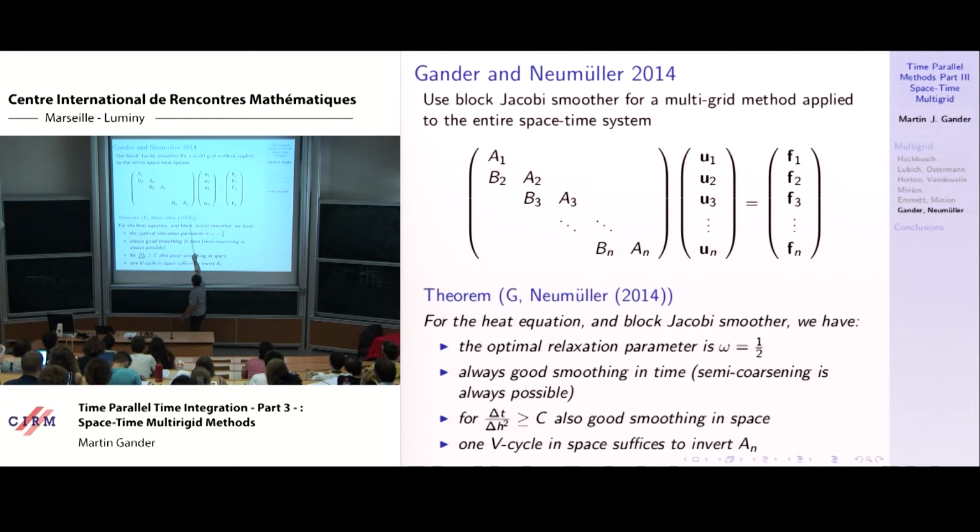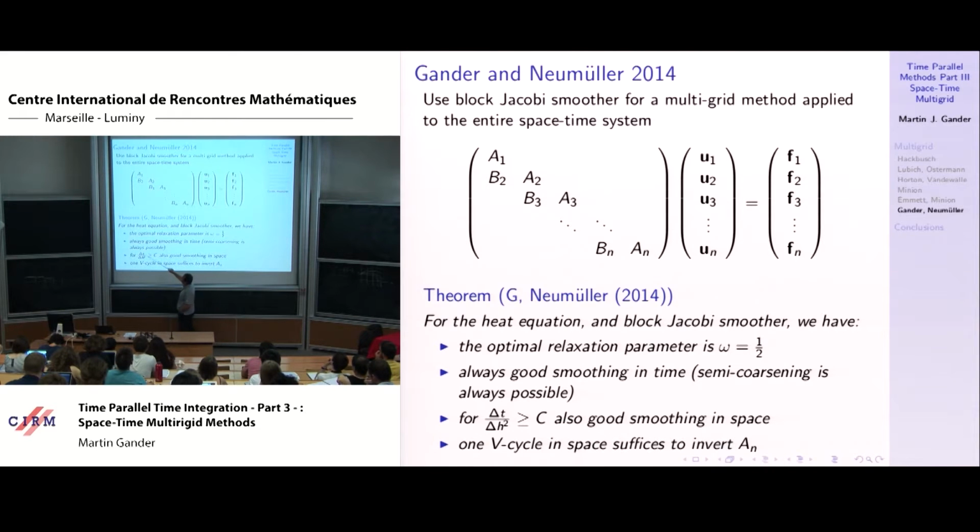We take the full space-time problem here, and the main new idea is we don't use a Jacobi or a Gauss-Seidel smoother, we use a block Jacobi smoother, which means we invert these blocks that contain Laplacians in each smoothing step. And then we do space-time coarsening. And we can prove for a heat equation that in the Jacobi smoother, which uses blocks, the relaxation parameter half is optimal. This is not like in the space multigrid method, there it's 2/3. Here you need to use a half. We can prove that you always get good smoothing in time, so you can always coarsen in time. Semi-coarsening in the time direction is always possible.